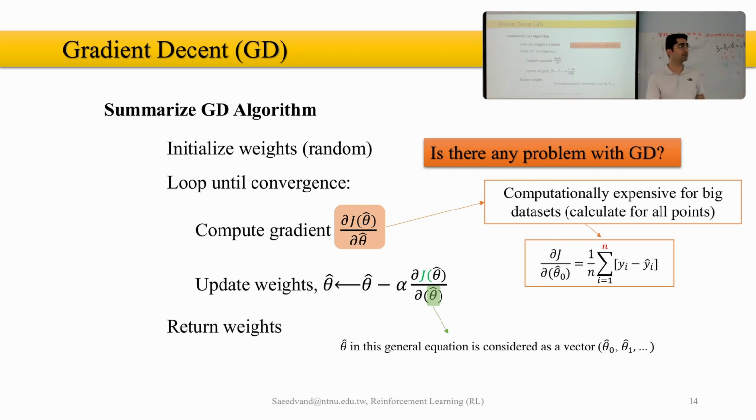Any other idea? If you have a data set with maybe 100 samples, that's fine. But if you have a data set with 1 million samples, now what should you do? Gradient descent has to calculate the gradient for all of those 1 million samples.